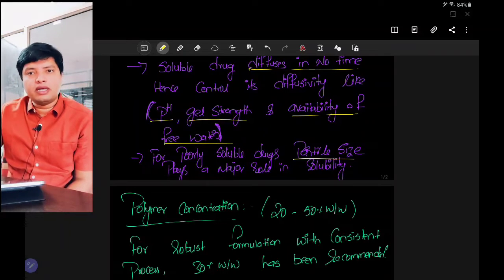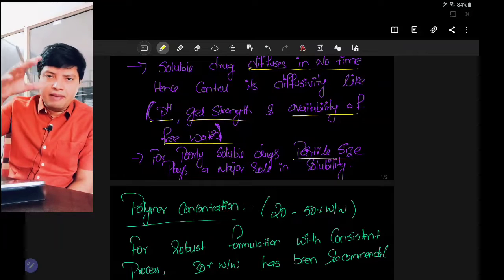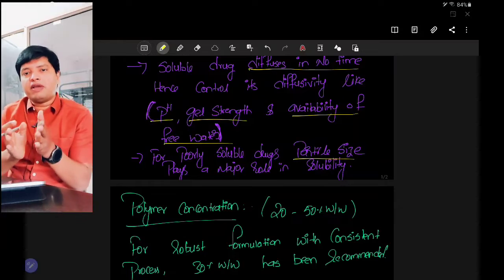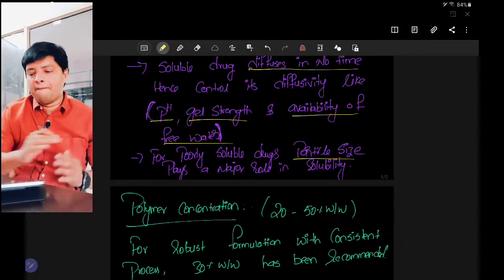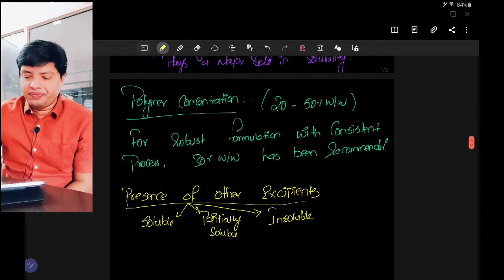These are the factors related to the drug. We have so many factors: pKa, pH of the drug, then the molecularity of the drug. That part we have discussed in the factors influencing. Next is polymer concentration.